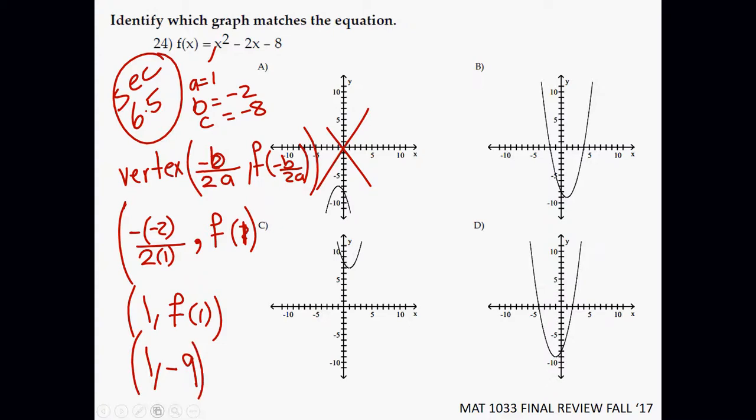If we check the graphs, we notice part B has 1 and negative 9 as a vertex. So here the answer will be B. The correct answer will be B. And again, it's from section 6.5.